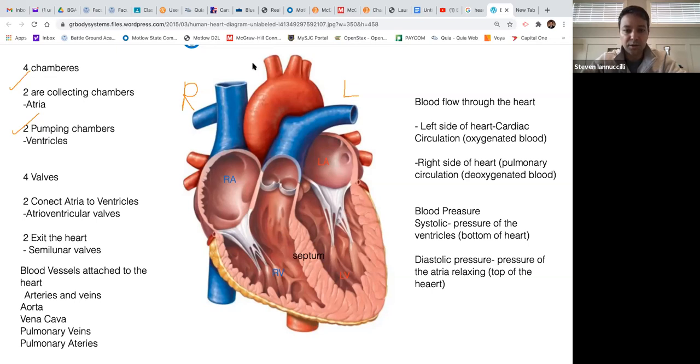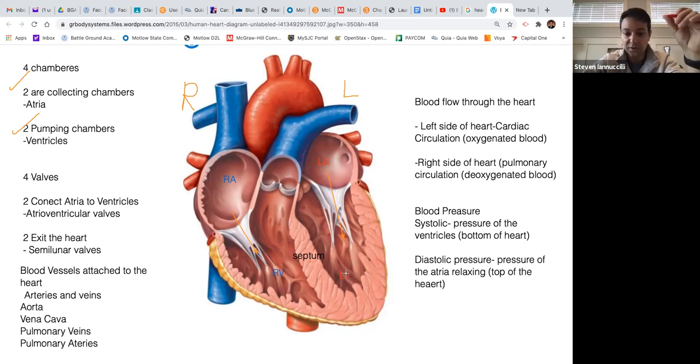So we can put an arrow that tells you the flow of blood here and the flow of blood here. Blood always flows from the top of the heart to the bottom of the heart. So this arrow shows you blood moves from the left atrium to the left ventricle. And over here, blood flows from the right atrium to the right ventricle only. You can only have blood flow through those valves in those directions.